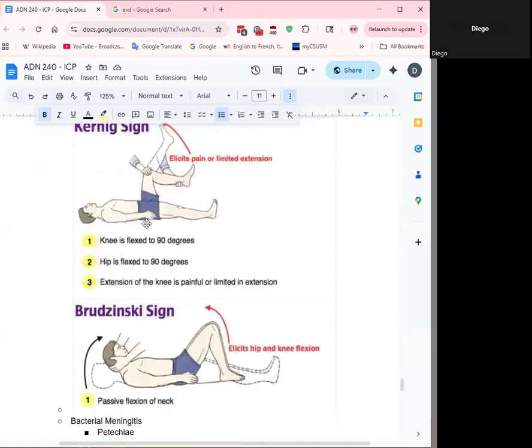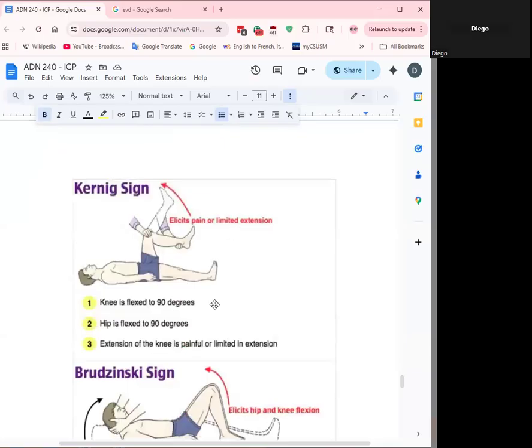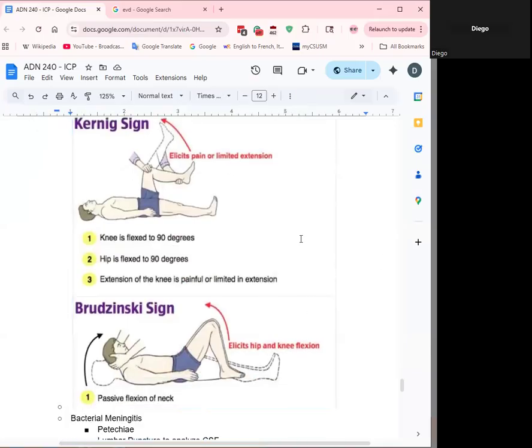And then there's some other things here. The Brudzinski sign is going to be indicative of, I think these are both helpful for indications of meningitis. I don't remember the specifics, but let me just look it up. Kernig sign. So the Kernig sign is used to detect irritation in the meninges.